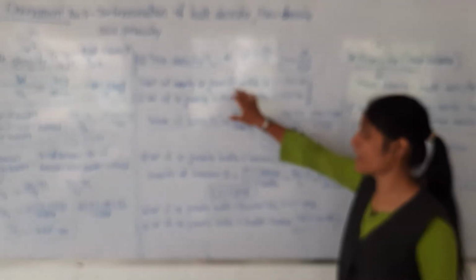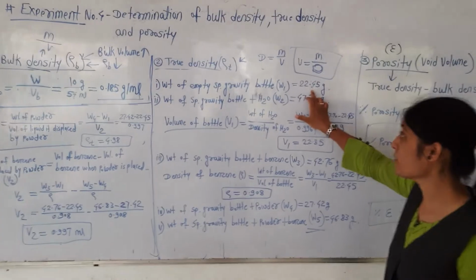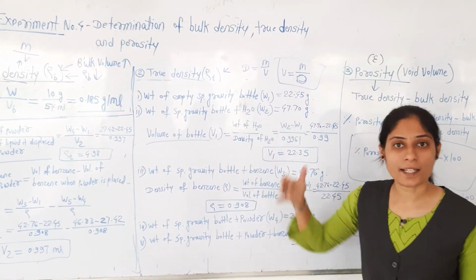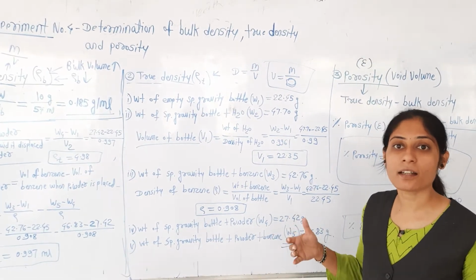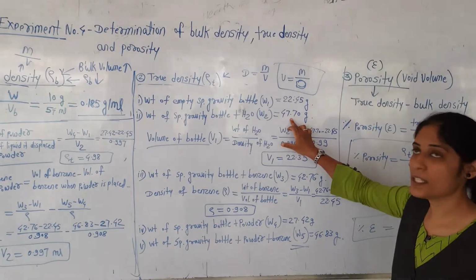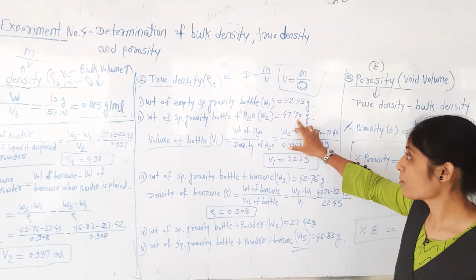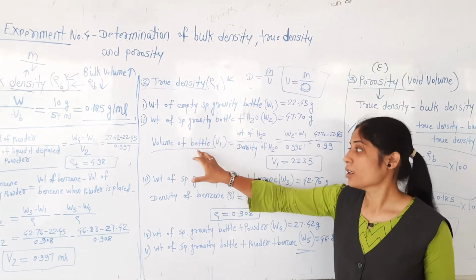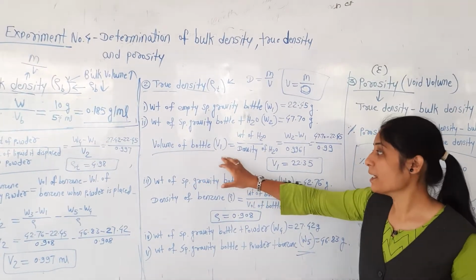Okay. First we can take the empty weight. That empty weight is 22.45 gram. Then after that we can fill the water in that specific gravity bottle and we can take their weight, and that is called W2. That W2 weight is 47.70 gram. So by using this W1 and W2 we can determine the volume of bottle, or volume of that water.